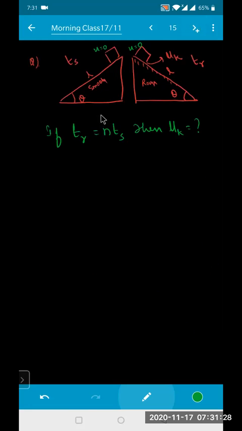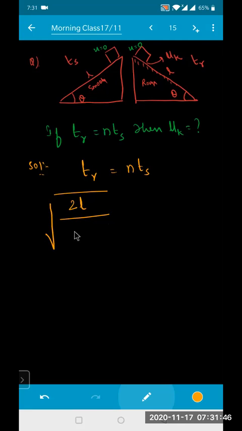So the time taken on the rough surface is equal to n times the time taken on the smooth surface. Time taken means, for both of them the distance is L only. So it is under root of 2 into L divided by g into sin theta minus mu k into cos theta. This is equal to n times the time taken on the smooth surface.